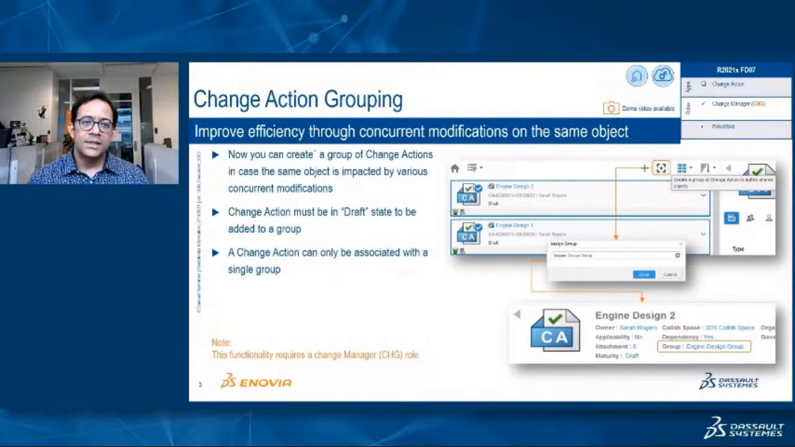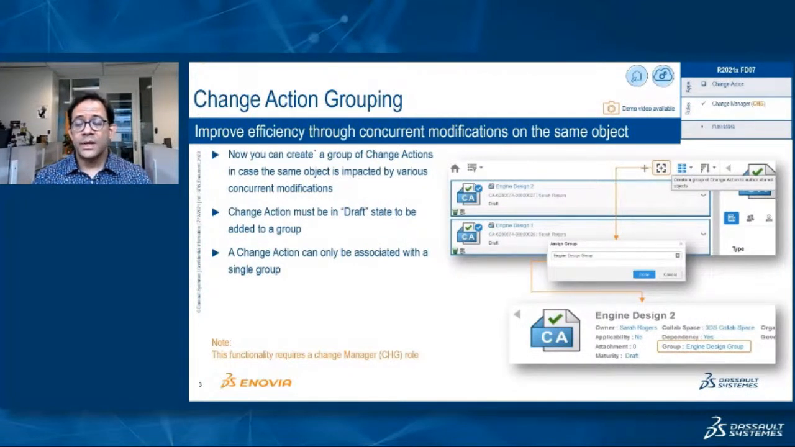The second enhancement is the ability to group different change actions under one group. And I want to highlight here that we are not talking about change order grouping. We're talking about a group, and this group can have multiple change actions. And the target of this enhancement is to enable you to work efficiently in the case of concurrent modifications which need to be applied on the same object.